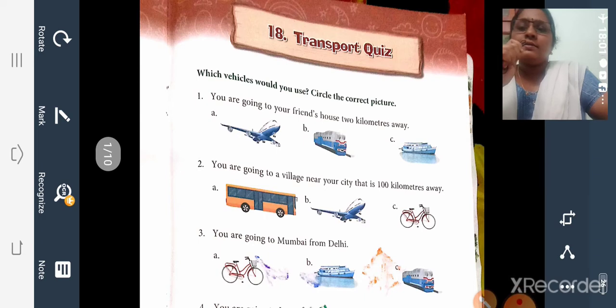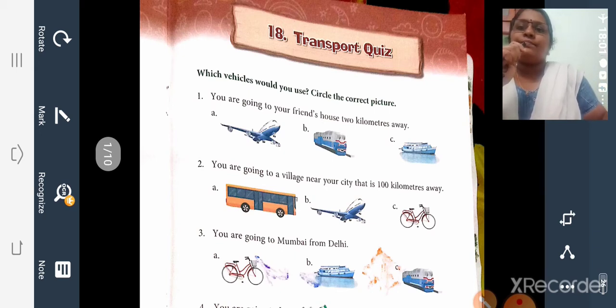Today, let us start from lesson 18. Transport quiz. Lesson 18, transport quiz. So, all of you take your GK text. Take page number 25. Lesson 18, transport quiz.